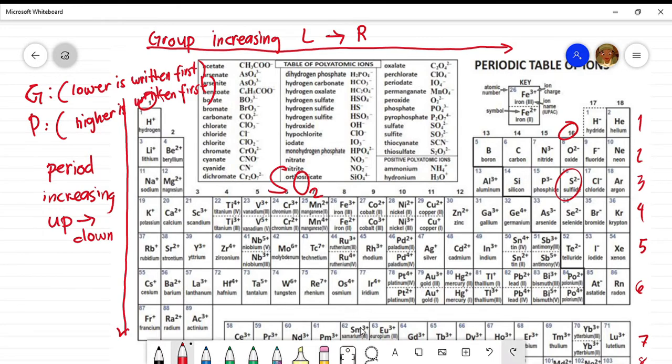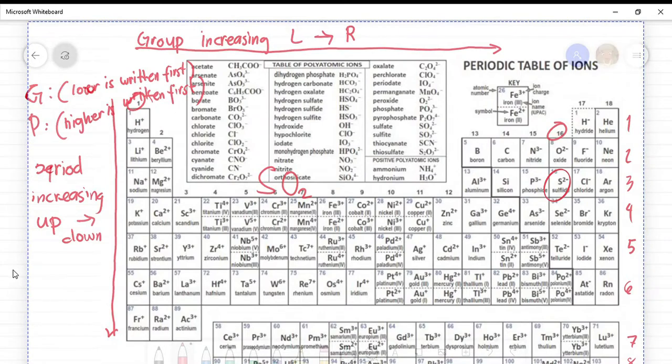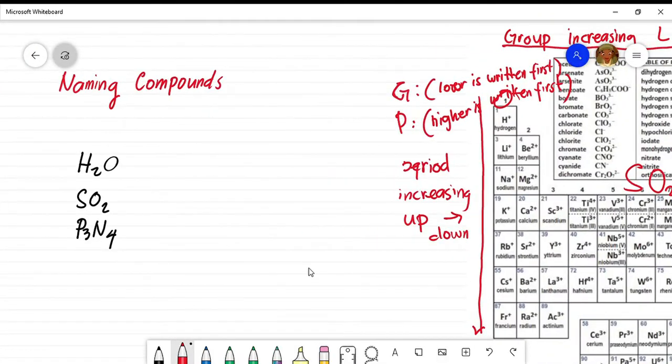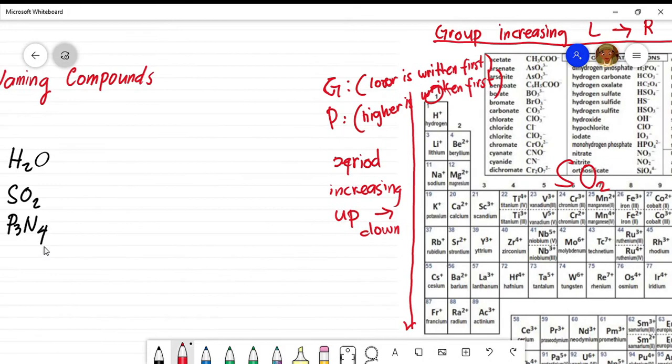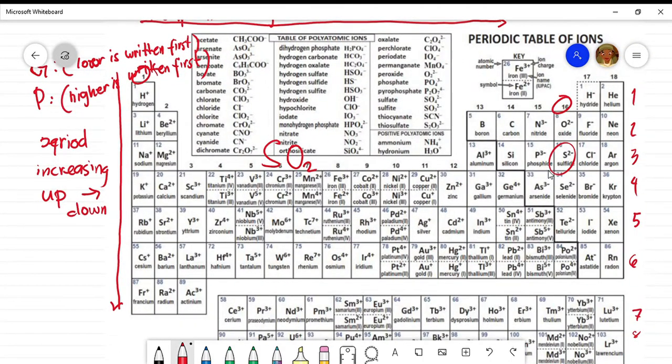So for another example, we have this P3N4. Let's look at phosphorus. We have phosphorus here, and nitrogen is in the same column. So we will have to write P3N4 by looking at the period. We have written P first since it has a greater period number.